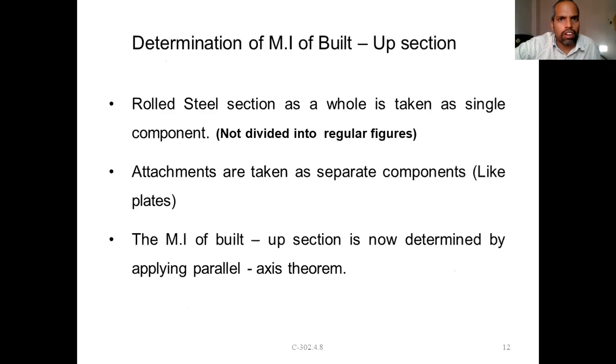Right. So for the determination of moment of inertia of built-up sections, the rolled steel section as a whole is taken as a single component. For the entire rolled steel section, the moment of inertia is available in the steel tables. We have to obtain it from the steel tables, and we cannot divide it; the entire rolled steel section cannot be divided into parts. Only if some additional attachments like plates are added at the top and bottom, then you have to calculate the moment of inertia by dividing into parts, and add these sections about the appropriate axis of reference. Then you will get the moment of inertia of the entire section.